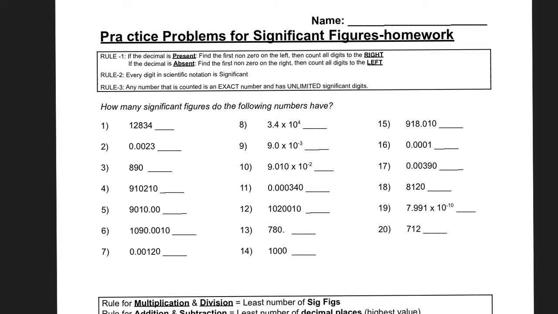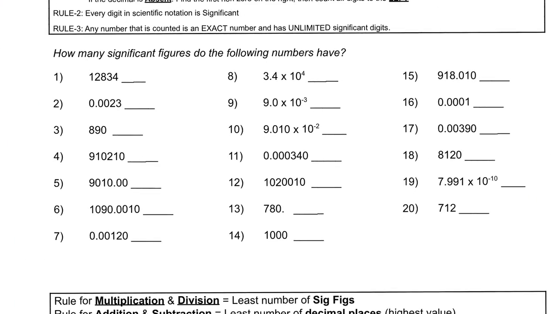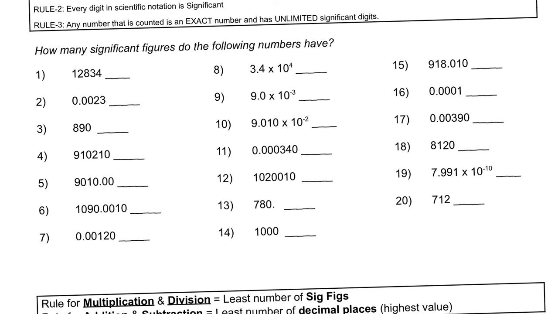Any number that's counted is an exact number that will have an unlimited number of significant figures. So if we're counting numbers, it's going to be unlimited. These we're all going to assume are numbers that are measurements. So let me zoom in here, and again, we're going to do the odd numbered ones, and I'll talk you right through it. So number 1, we want to know how many significant figures.